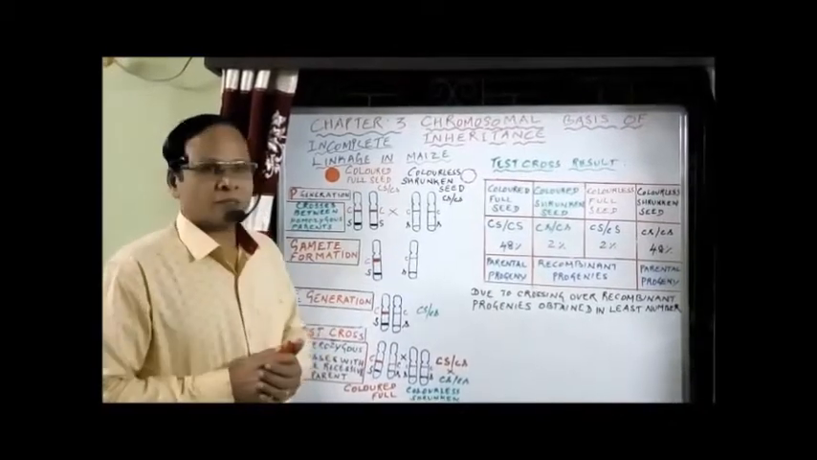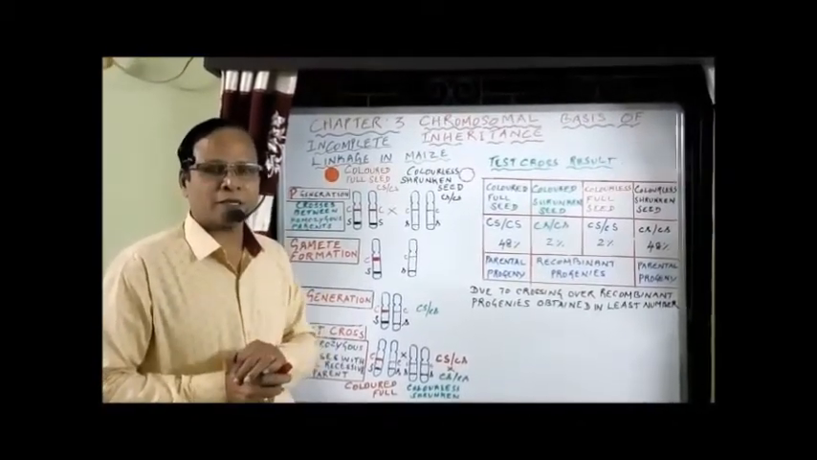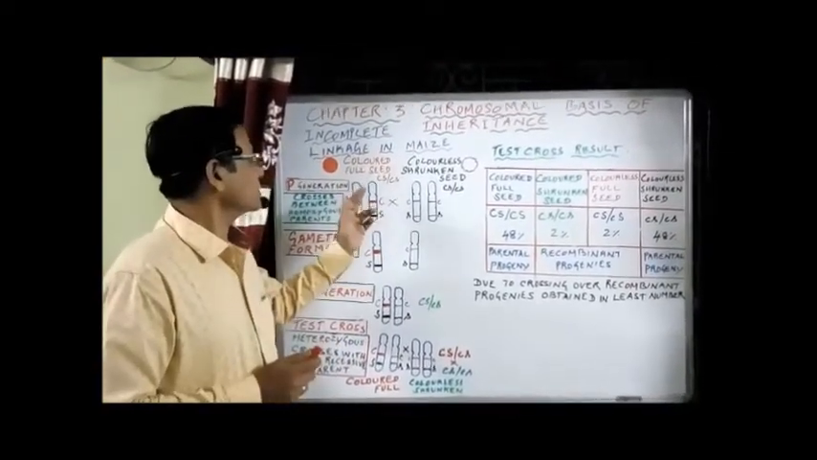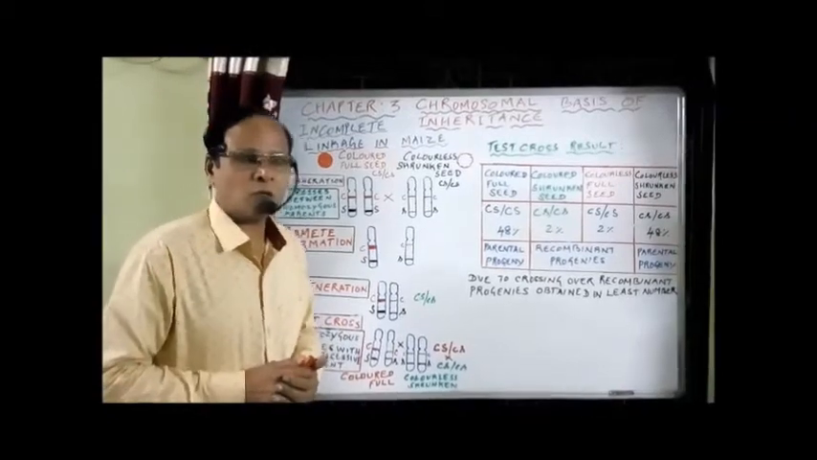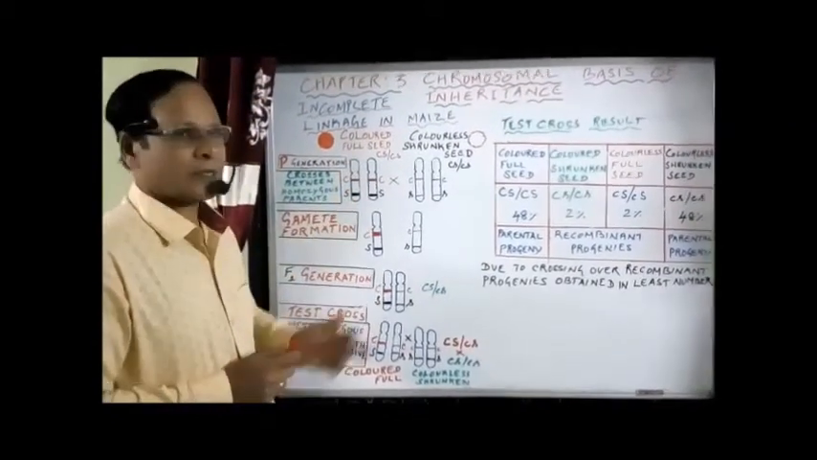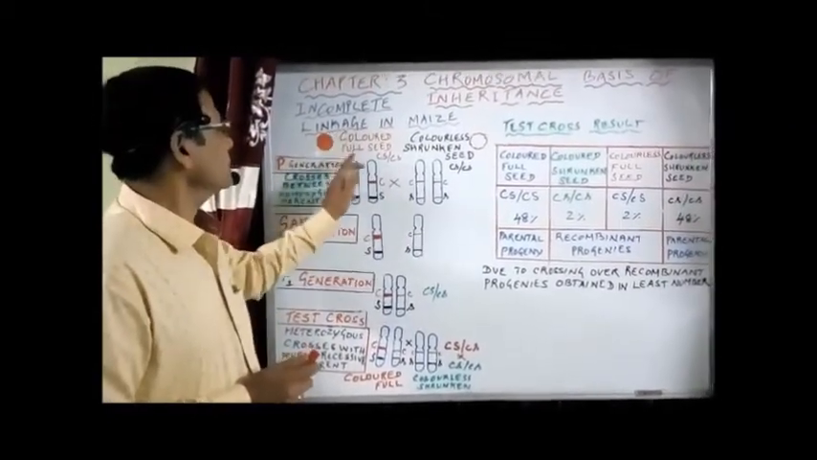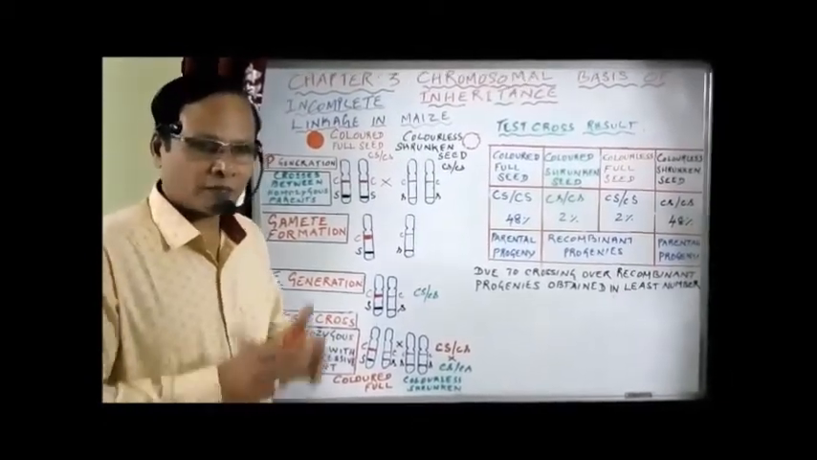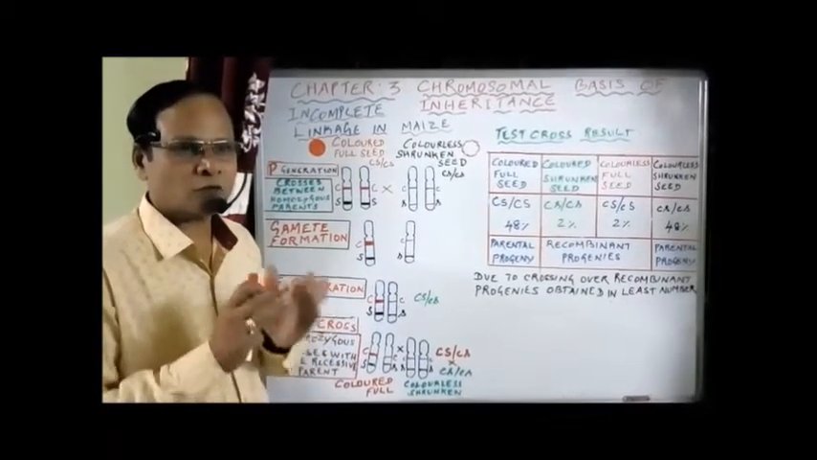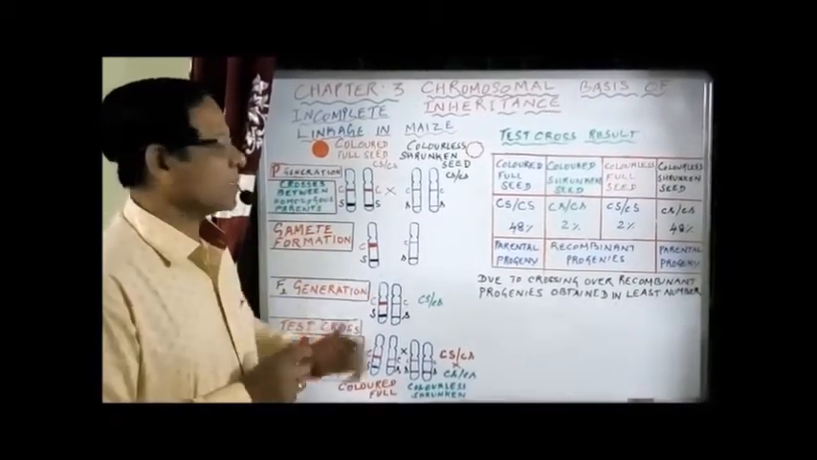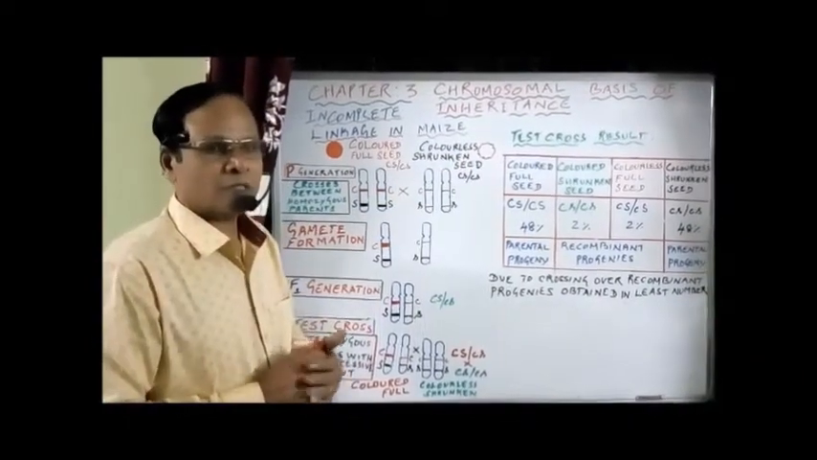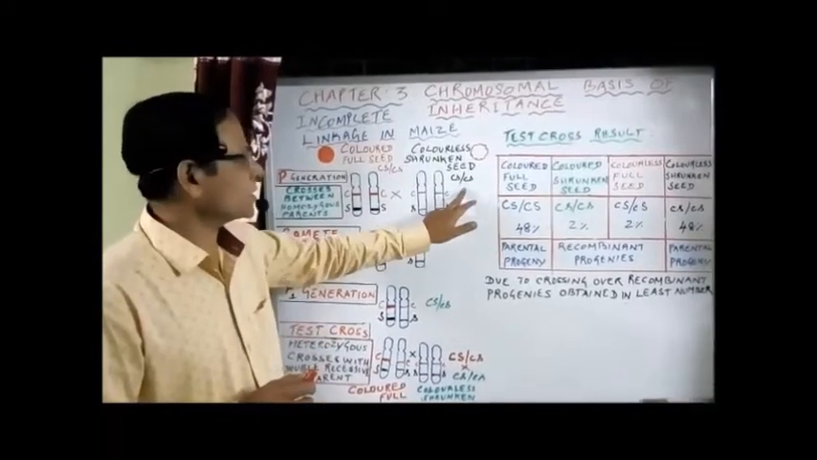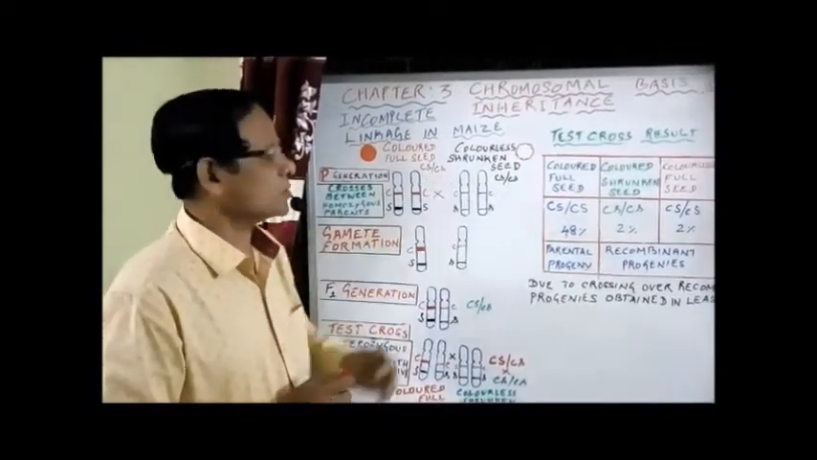Now here, Hutchinson took two characters just like a dihybrid cross. One is the color of the seed, another is the shape of the seed. One homozygous plant has both the dominant characters, that is colored full seed. Colored is a dominant character and full seed is a dominant character. The other one, the colorless seed which is shrunken, is normally considered a recessive character. So both the characters are recessive here, and here both the characters are dominant.